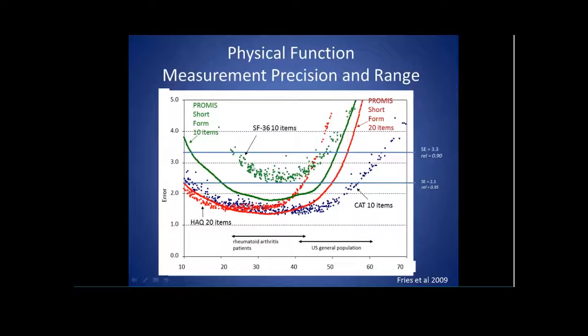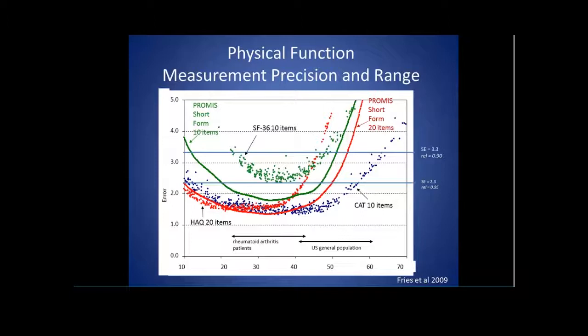So the measure has some limitations in that it's not able to capture individuals who fall above or below this range, and the error term is higher than desirable for part of that range.